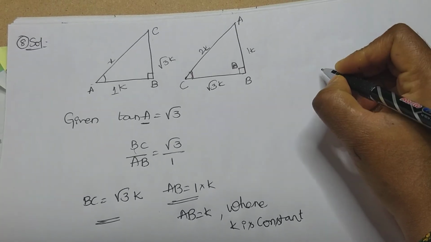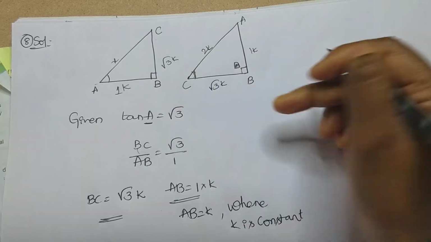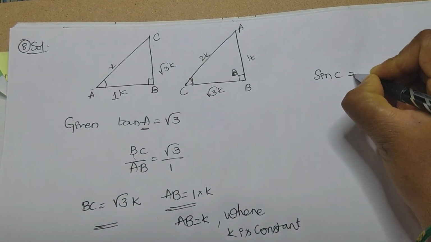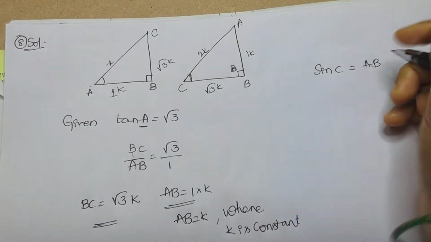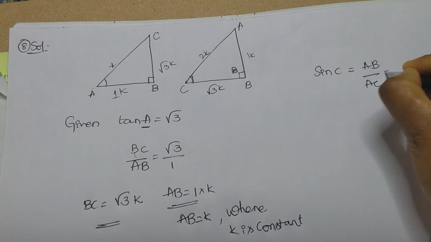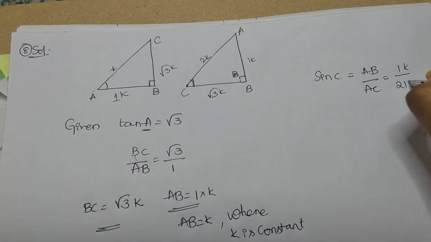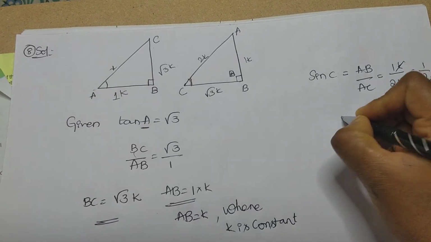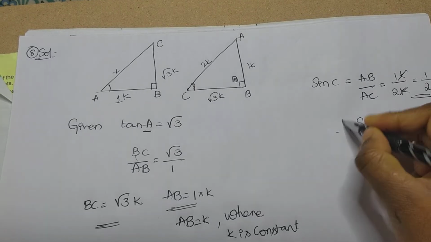So, here also we have to find out the sin C value and cos C value. How can we write sin C? It's nothing but opposite side by hypotenuse, that is AB by AC. What is AB? It is 1k by 2k. K and k will be cancelled off. We will get the sin C value as 1 by 2. Therefore, sin C equals 1 by 2.